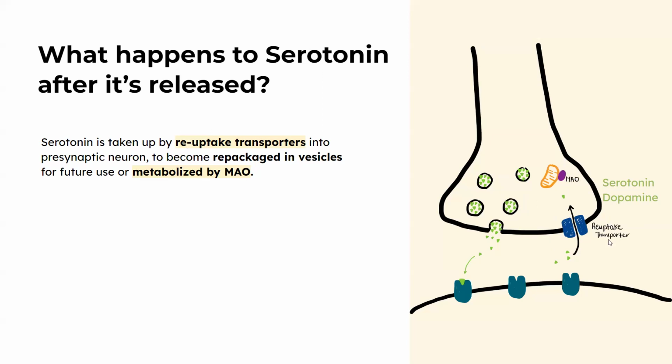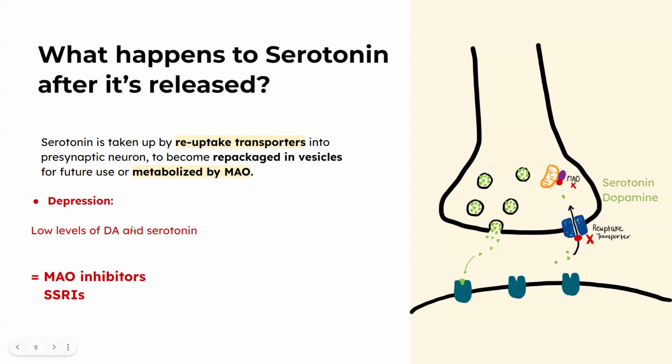Okay? In some people, they have a disease known as depression. When you have depression, that means you have low dopamine and low serotonin. A way to treat that is to inhibit one of these two pathways. First, we'll talk about MAO inhibitors. What MAO inhibitors do is inhibit this enzyme in the mitochondria, so you're not going to be able to break down serotonin anymore. When you don't break down serotonin, you have higher levels of serotonin available. Remember, we said that the problem in depression was low levels, so we're trying to bring it back up.